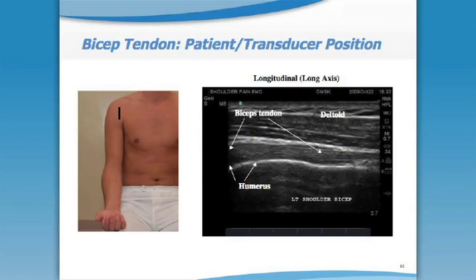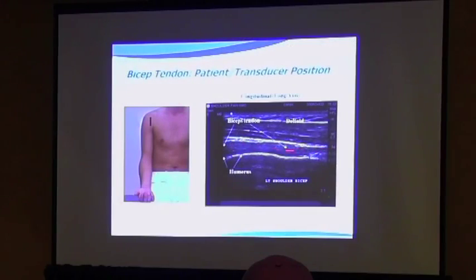Long axis of the biceps tendon is simply achieved by turning the transducer 90 degrees to the previous angle and recognizing the linear distribution of hyperechoic tendon fibers along the deep part of the bony aspect of the intertubercular groove.